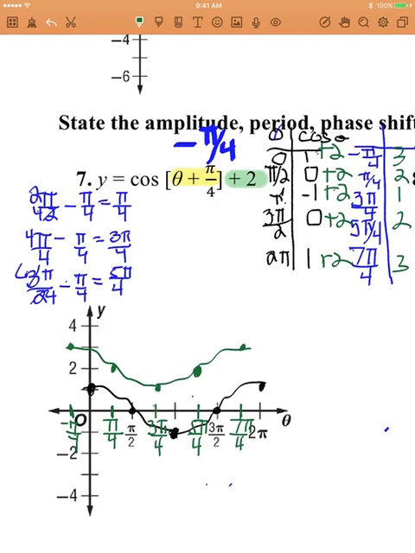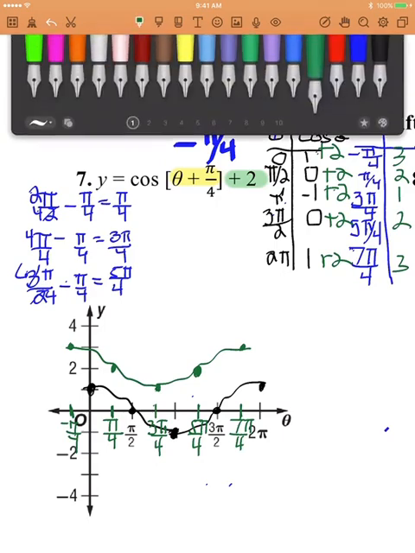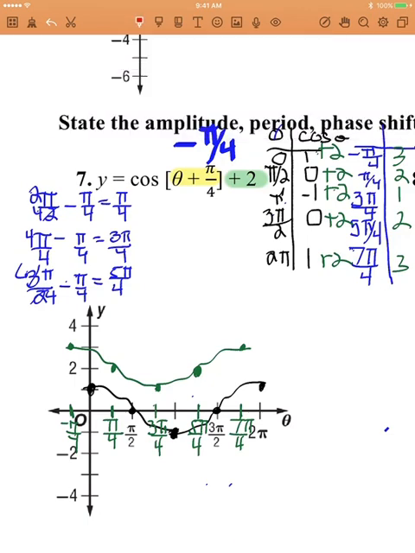And if you guys notice, each point goes back pi over 4 and then up 2. So back pi over 4, and this one's going to go up 2. Back pi over 4, up 2. All of them. Back pi over 4, and then up 2. Back pi over 4, then up 2.